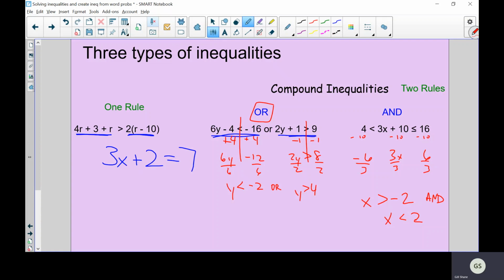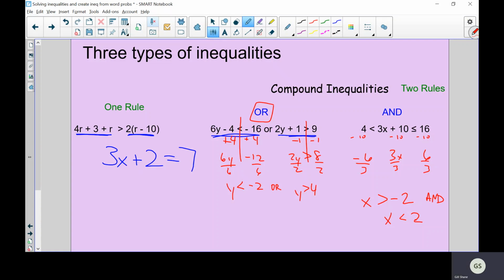Now let's come up with a number that doesn't work, but it works for one of them, but not the other one. What was it? 7. Is 7 greater than negative 2? Yes, absolutely. 7 is greater than negative 2. Is 7 less than 2? No. So 7 is not a solution if this is an and problem, because it's got to work for both of them. And it didn't. It only worked for one of them.